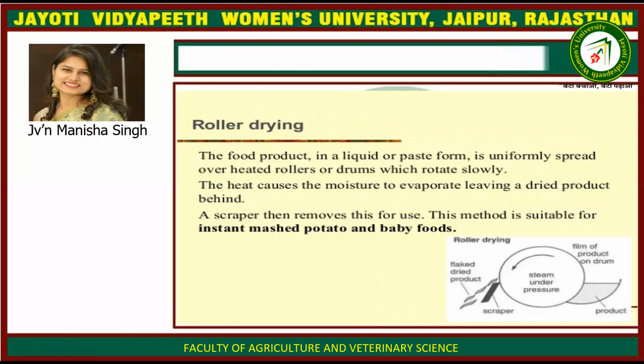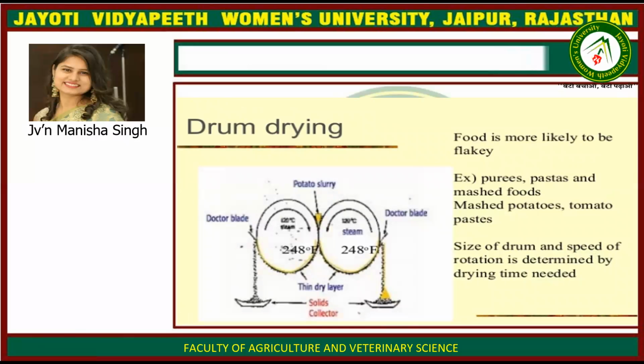Then roller dryers are similar to drum dryers. The food product in a liquid or paste form is uniformly spread over heated rollers or drums, which rotate slowly. The heat causes the moisture to evaporate, leaving a dried product behind. A scraper then removes this for use. This method is suitable for instant mashed potato and baby foods. Drum drying food is more likely to be flaky, and purees, pastas, and mashed foods, mashed potatoes, tomato pastes are processed by the drum dryers. The size of the drum and speed of rotation are determined by the drying time needed.